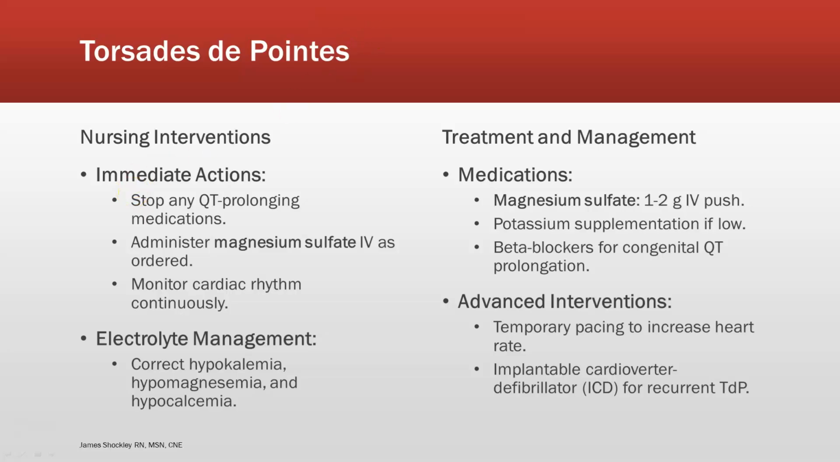So if I'm doing that, of course, I want to make sure that I stop any medications that are going to prolong that QT interval. We're going to give a mag run, and of course make sure that they're on telemetry. We're going to correct any underlying electrolyte issues. Talked about giving mag. You can do a K-run. You can do beta blockers if we're looking at congenital issues.